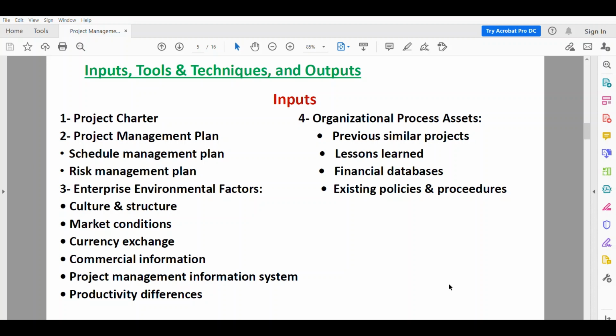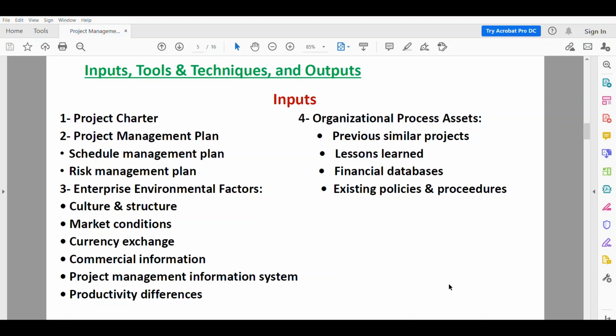I forgot to mention that the cost management planning effort occurs early in the project planning and sets the framework for each of the cost management processes so that the performance of the processes will be efficient and coordinated. The cost management processes and their associated tools and techniques are documented in the cost management plan. So the first is the project charter, which we talked about before. The second input is the project management plan sections, which are the schedule management plan and the risk management plan.